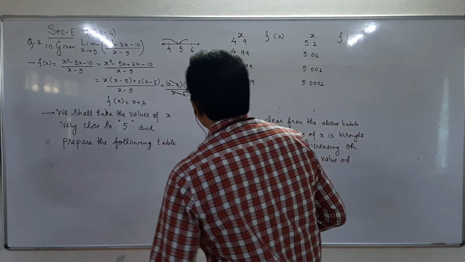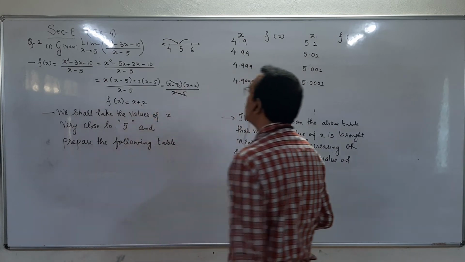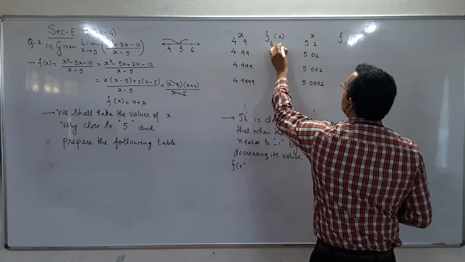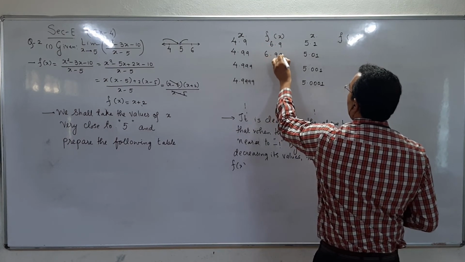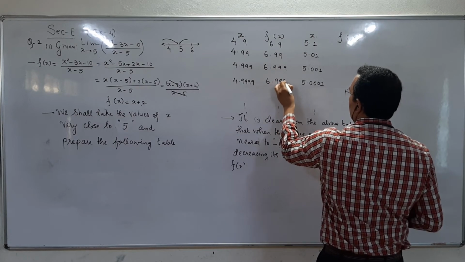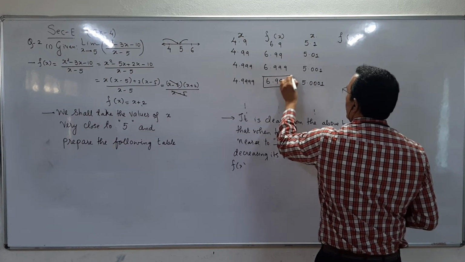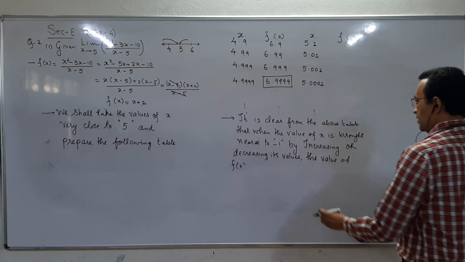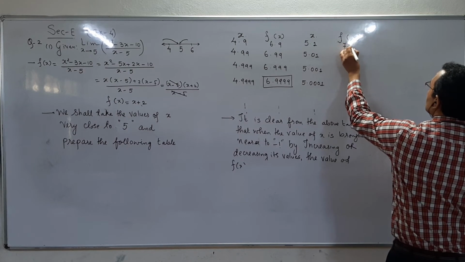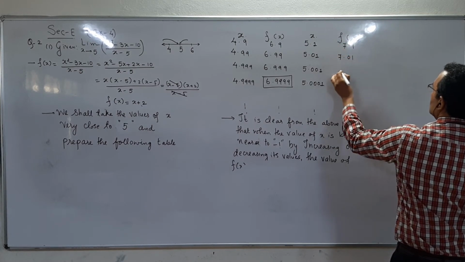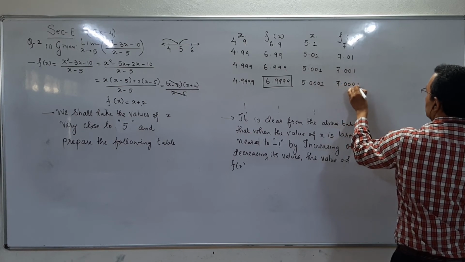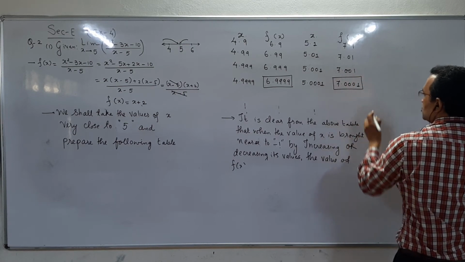So if I get 4.9 plus 2, then I will get 6.9, then 6.99, then 6.999, then 6.9999. So this is very close to 7. Here 7.1, 7.01, 7.001, 7.0001. So this is very close to 7.